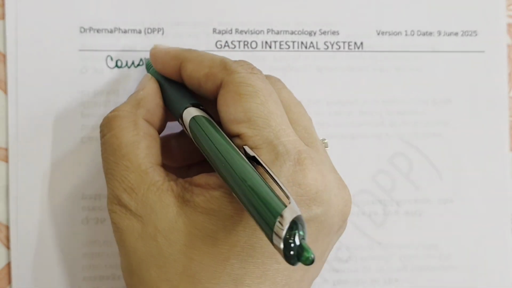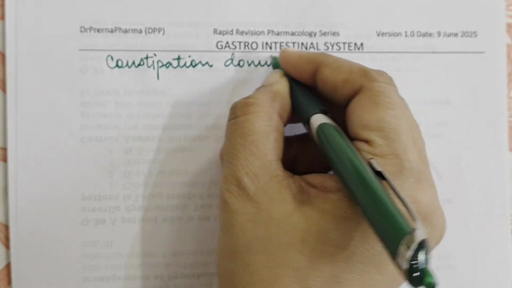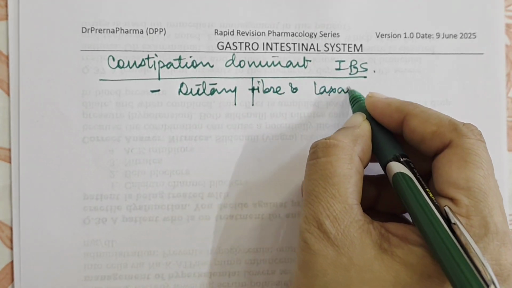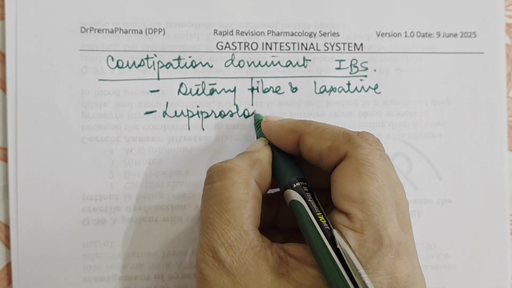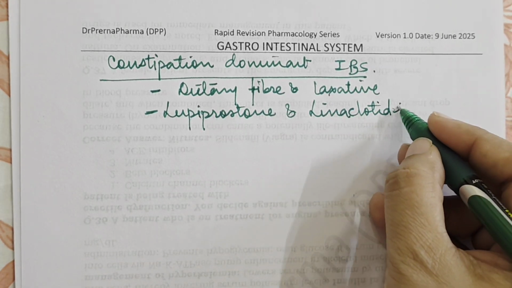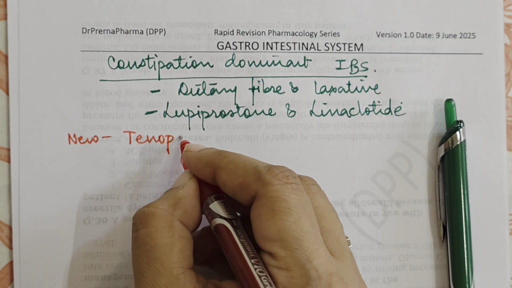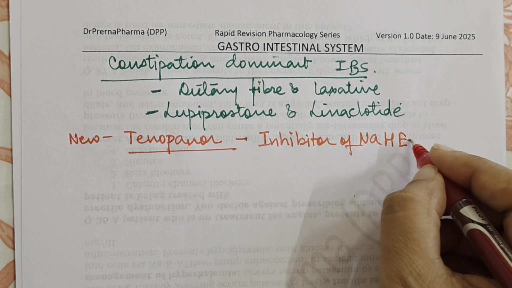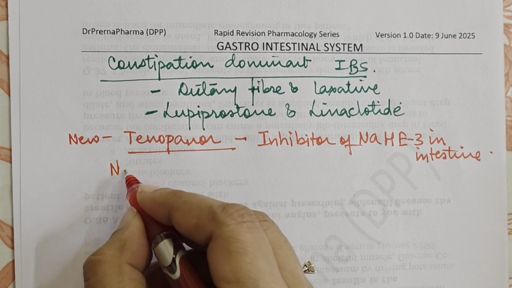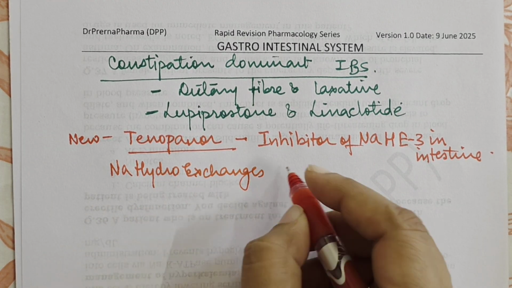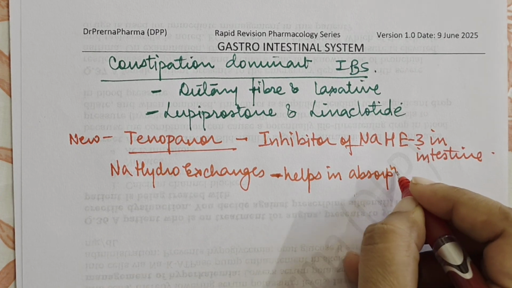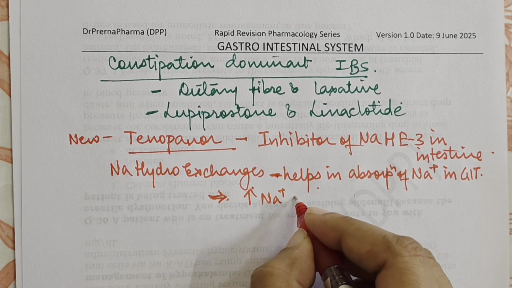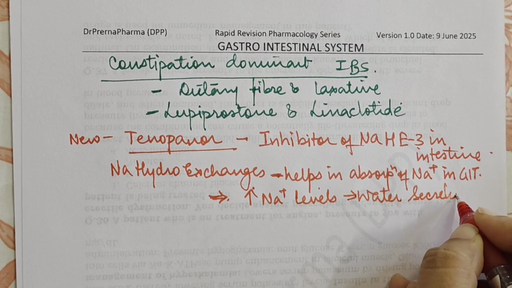Then let's see constipation dominant IBS, right? Here, first of all it is tried that the patient takes dietary fiber and laxatives. Then other drugs that we can give are lubiprostone and linaclotide. Then now there is a new drug. What is that new drug? It is tenapanor. This is basically an inhibitor of the sodium hydrogen exchanger 3 in the intestine. This exchanger basically helps in absorption of sodium ion in the GIT, right? And when we inhibit this, there will be increased sodium ion levels in the lumen, which will cause water secretion, and then it will make the stools soft.